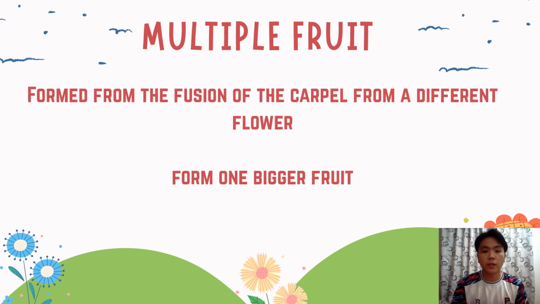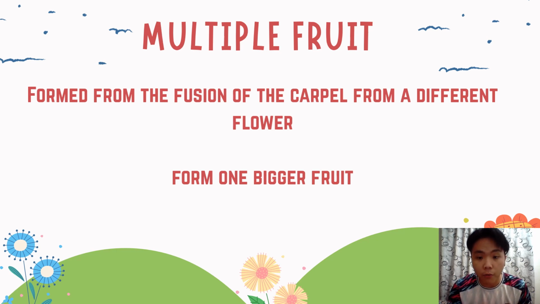Then the next one is multiple fruit. This multiple fruit forms from the fusion of the carpels from different flowers, and this fruit is one bigger fruit. What is the meaning of multiple fruit? Multiple fruit is a type of fruit that forms from the fusion of the ovaries of multiple flowers, often from different plants of the same species.